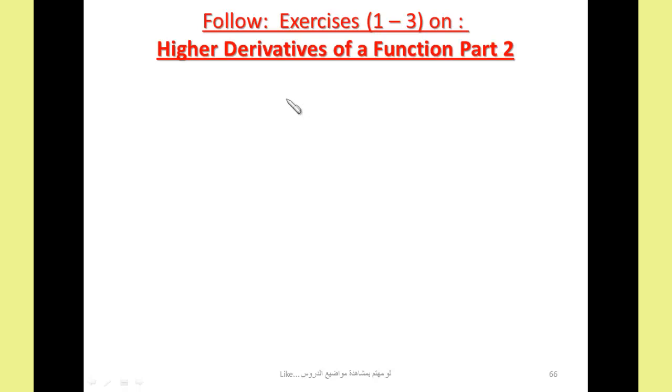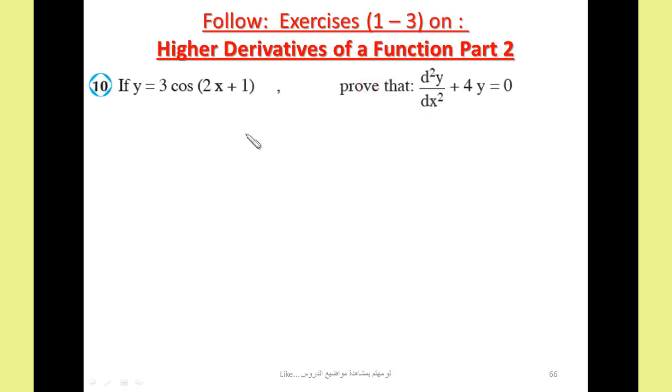بنكمل النهاردة مع بعض exercise 1-3 on derivative of higher functions or higher derivatives of a function. Now we will start from question 10. If y equals 3 cosine 2x plus 1, prove that d2y by dx squared plus 4y equals 0.